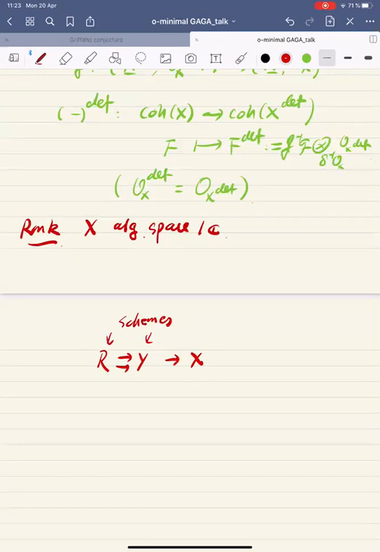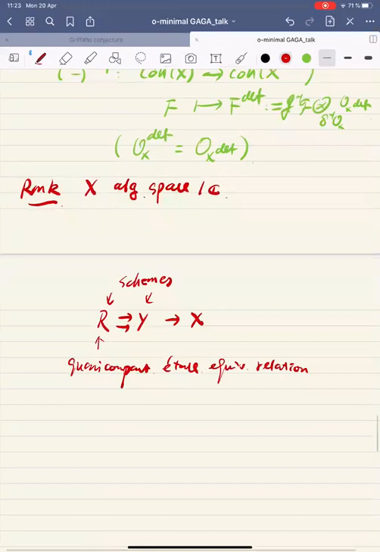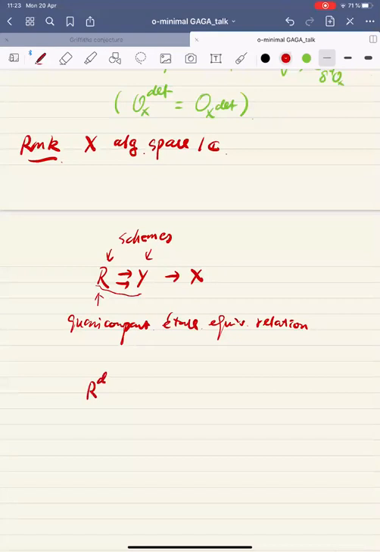And this is a quasi-compact étale equivalence relation. And so we can definabilize these two parts, right? And then this turns out to be an étale definable analytic equivalence relation. And Bakker, Brunebarbe, and Tsimerman show that the quotient also exists in the category of definable analytic spaces. So this is definabilization.